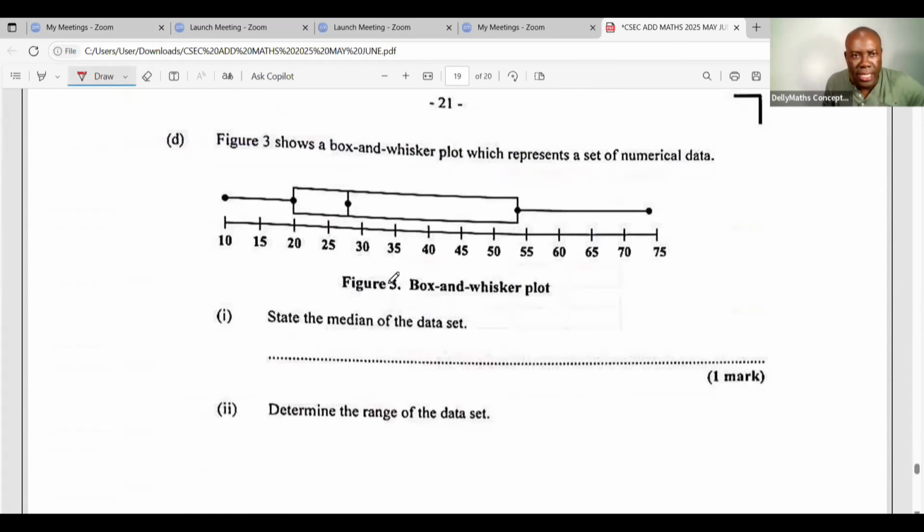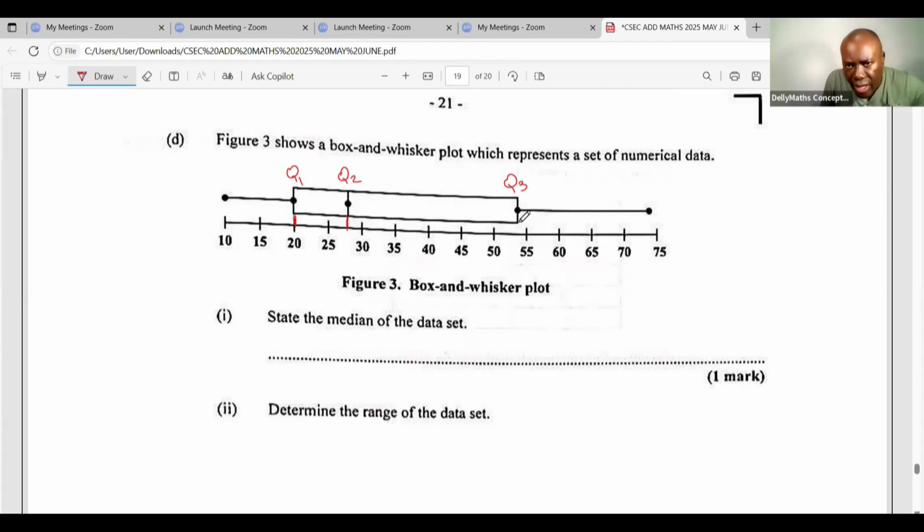Now, the second question, part D, says Figure 3 shows a box and whisker plot which represents a set of numerical data. It says state the median of the data set. So we could just quickly look. This is Q1, this is always Q2, and this is always Q3. So this is at 20.